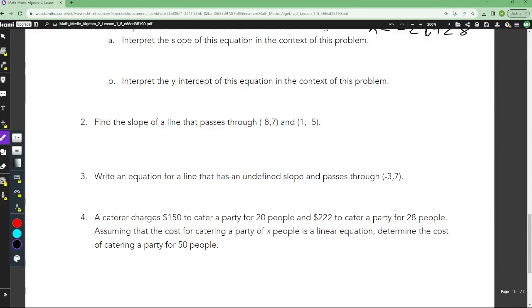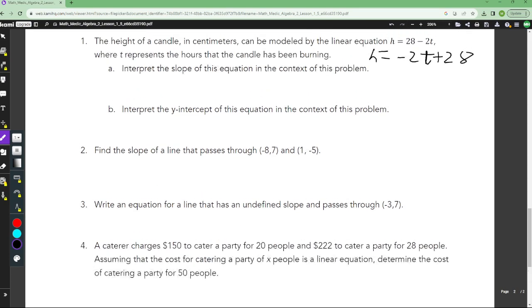Interpreting the y-intercept of the equation: when the candle has not been burned yet, when t equals 0, the candle is 28 centimeters tall. If we plug in 0 for t, 0 times negative 2 is nothing, so h equals 28.